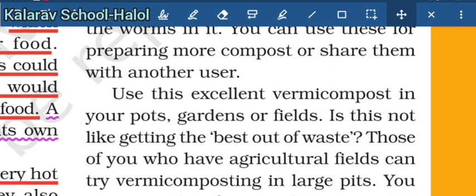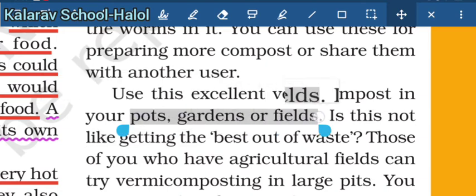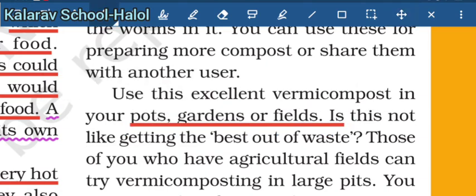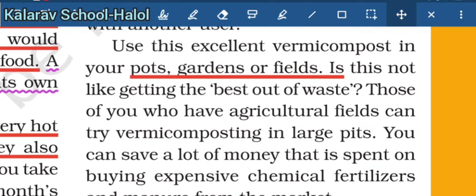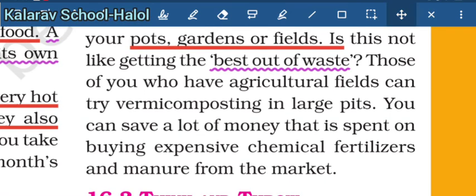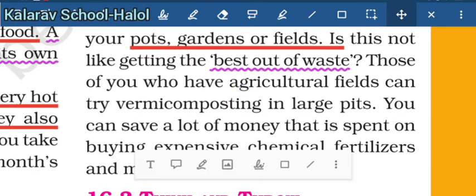Vermicomposting can also be done in pots, gardens or fields. This is the best way to get the best out of waste. Vermicomposting is an example of best out of waste. Those who have agricultural fields can try vermicomposting in large pits.